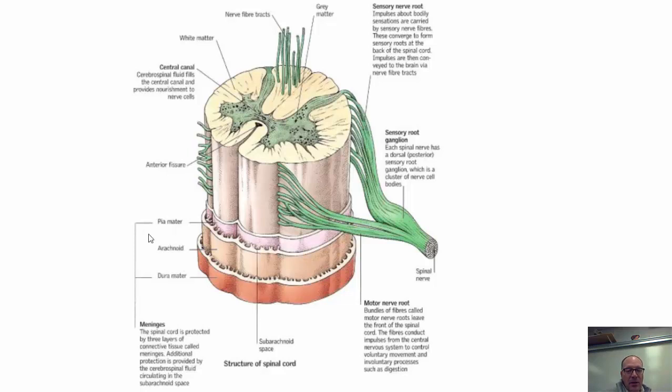I like this diagram too because it shows you the relative positioning of the three meninges. The dura, of course, is most superficial. The pia mater is deepest and in direct contact with the spinal cord itself.